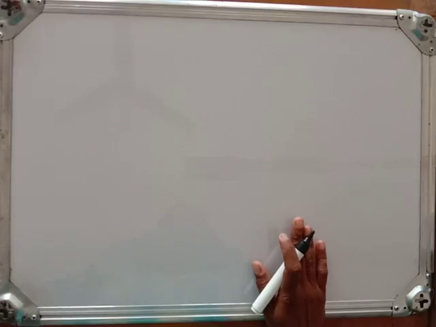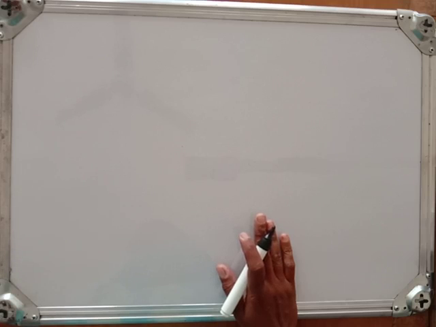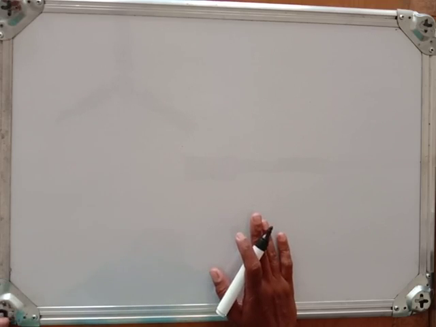Hello students, in the previous video we have been seeing the relation between raw moments and central moments, and also we have seen the Pearsonian coefficients of skewness and kurtosis. Now in this video let us solve some examples.